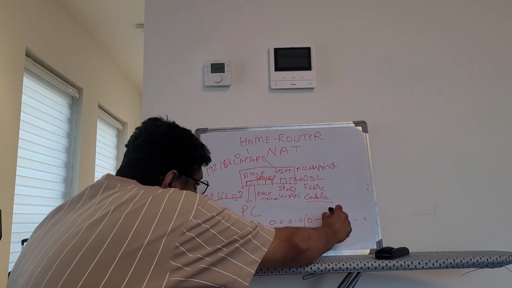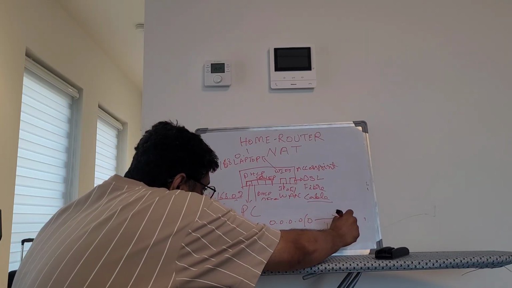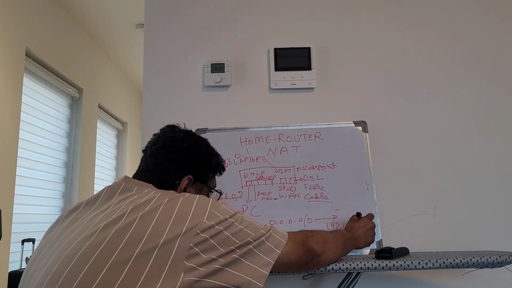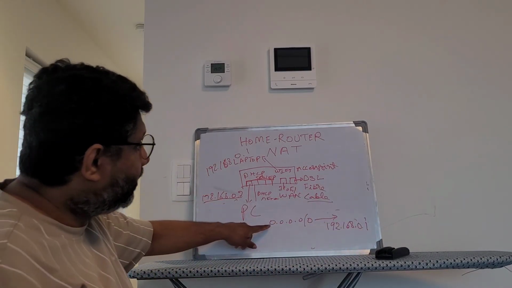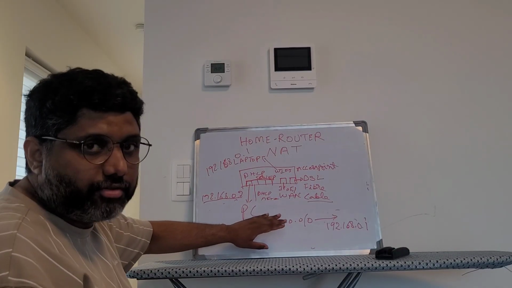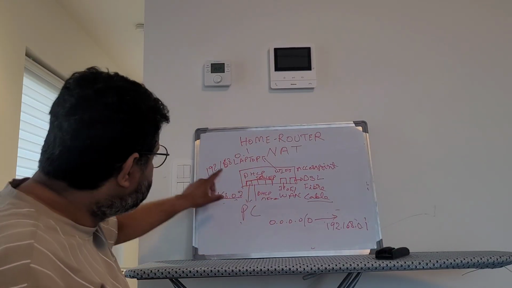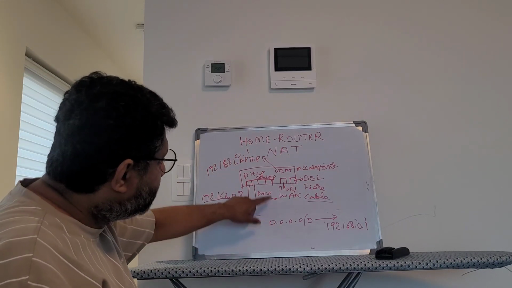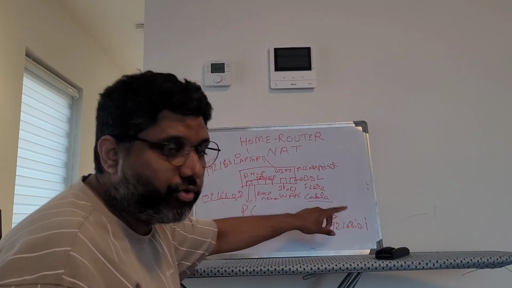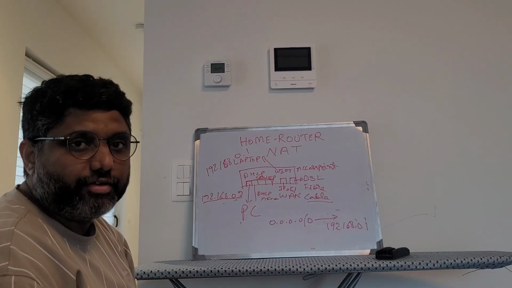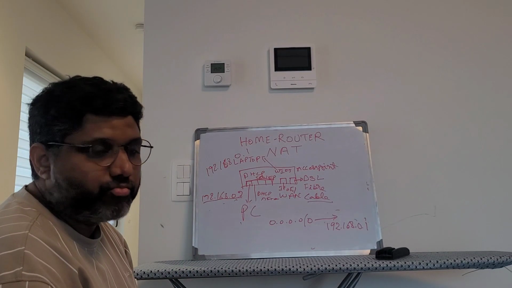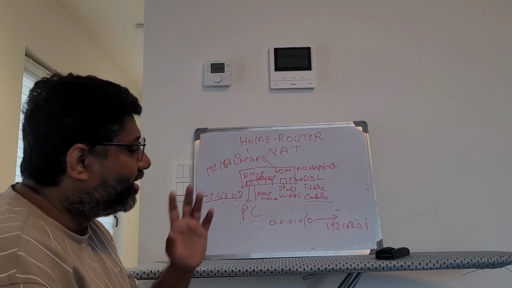0.0.0.0/0 and it points to 192.168.0.1. That means to say any address which is other than the local link, which is other than 192.168.0.x, send it to 192.168.0.1. He will take care of the rest. He will take care of routing the packet. So that is the most important thing.